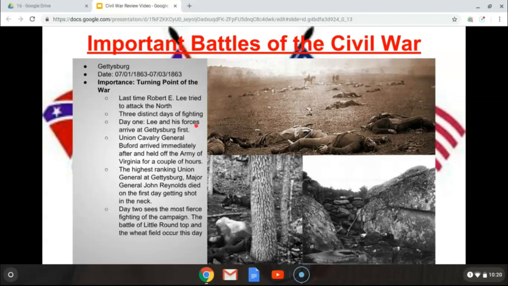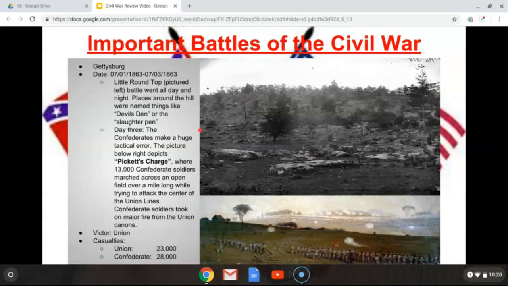One of the highest ranking generals in the war at the time, Major General John Reynolds, dies on the first day at Gettysburg after getting shot in the neck. The second day, with Little Round Top and the wheat field, are the most fierce battles, trying to protect that hill. Places like Devil's Den or the Slaughter's Pen were down there.